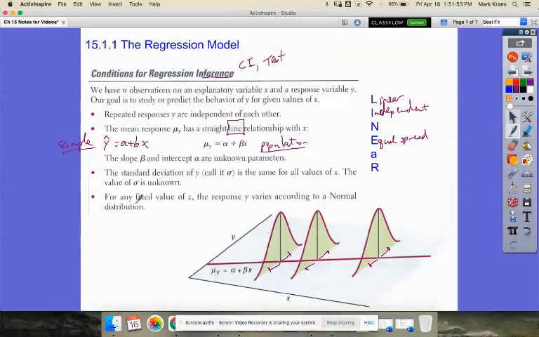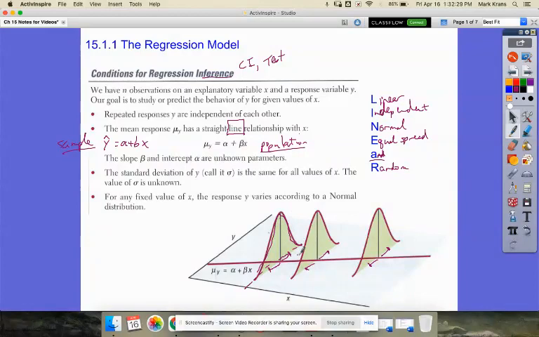All right, standard deviation. And then for any fixed value of x, so pick this x, and you look at the y values, and you're like, oh, that's just a normal distribution around that, okay? And so we see normal, okay? And obviously, R is for random, all right? So linear, independent, normal, equal spread, and random are your conditions for inference, okay?